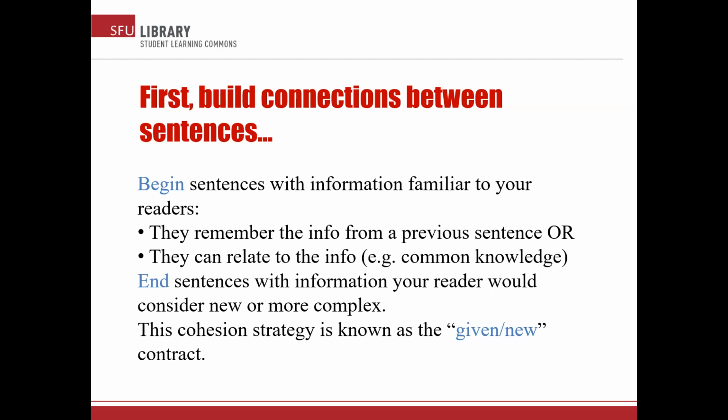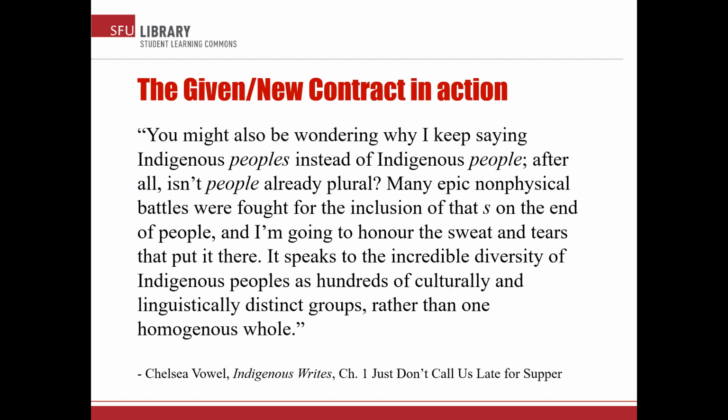Once you've begun your sentence with some sort of familiar piece of information, you can then think about how you wish to end your sentence. Typically, you'll want to end your sentence with information that is new to your reader. So use this as an opportunity to expand your discussion, taking it further or making it more complex. Starting a sentence with familiar information and ending with new information is known as the given new contract, and it's a great strategy to ensure cohesion.